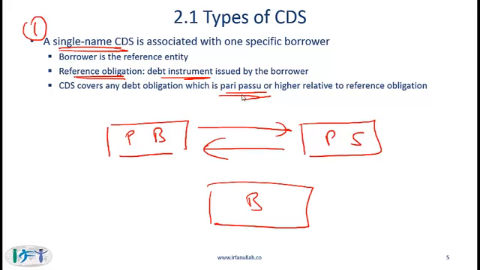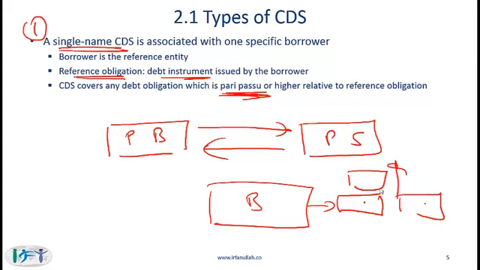More specifically, it means bonds which are ranked equally in priority of claims. So if the borrower is General Electric and General Electric has issued several bonds, then the bonds that rank at the same level in terms of priority of payments are pari passu. The CDS would cover those bonds which are ranked at the same level plus bonds that are ranked higher. So this is an important point to note.